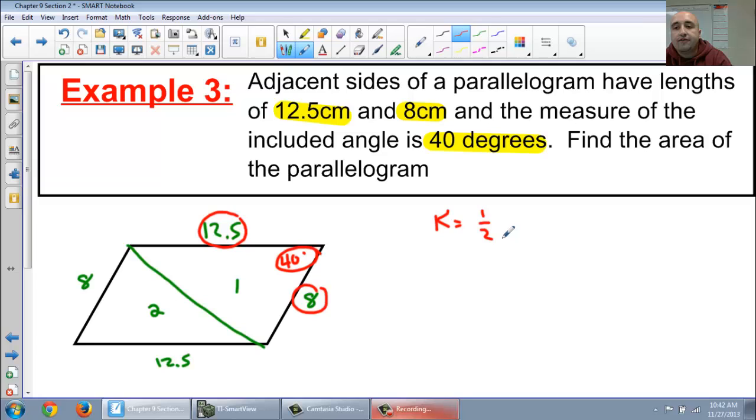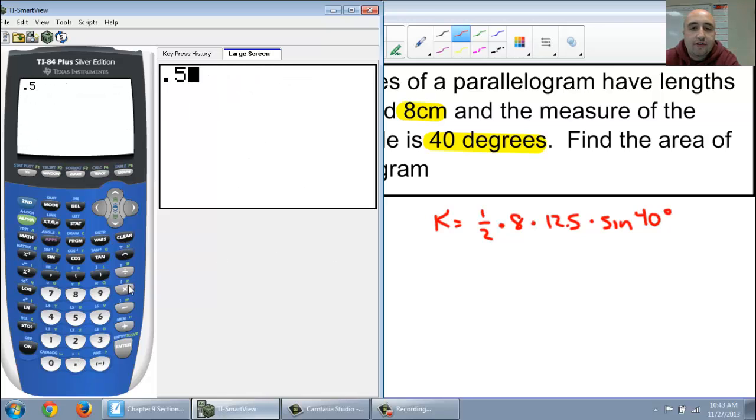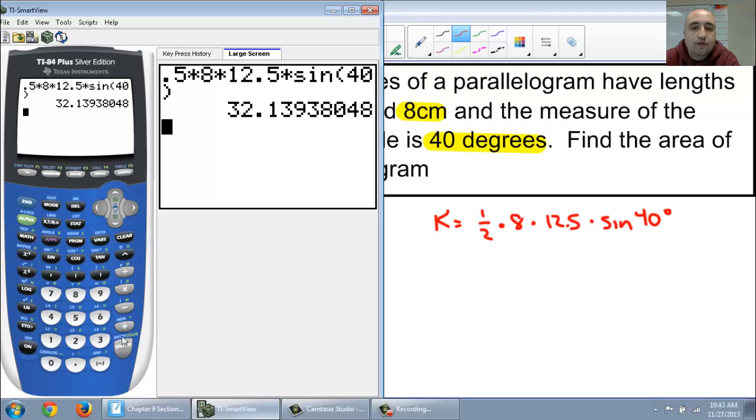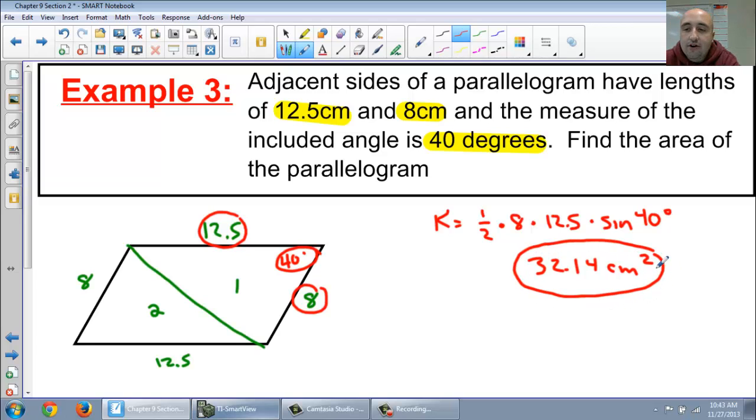K equals 1/2 times side 1 times side 2 times sine of the angle in between them, which is 40 degrees. And once again, our calculator will help us do this. So 0.5 times 8 times 12.5 times sine of 40 equals 32.139. So 32.14. So 32.14 centimeters squared.